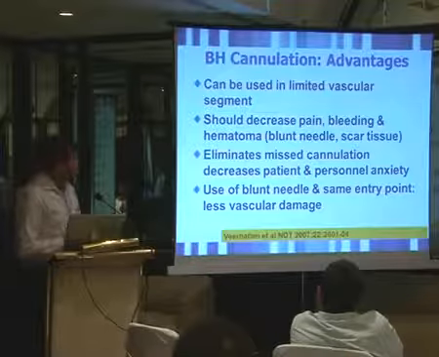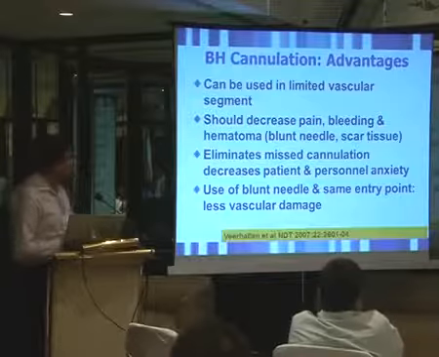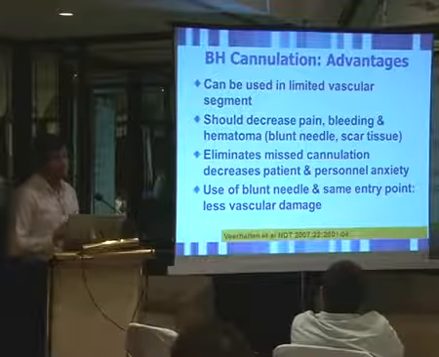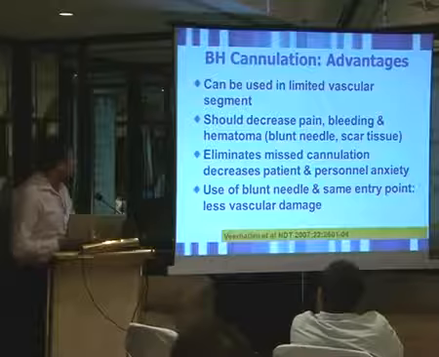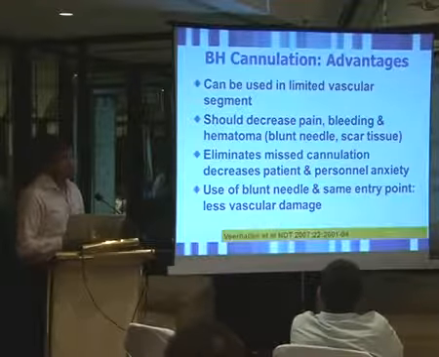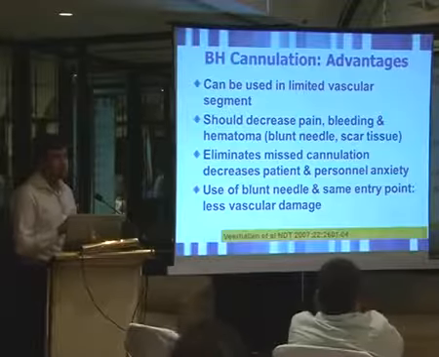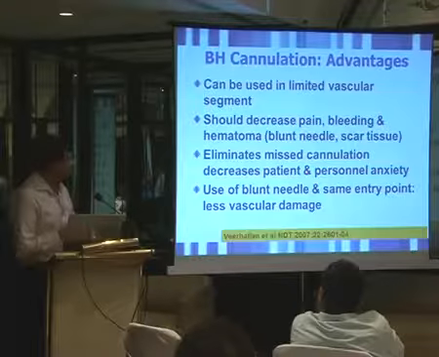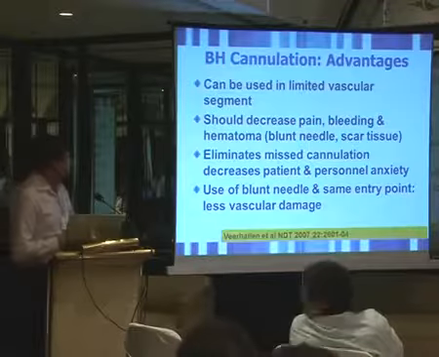So what can be the advantages? The most important advantages which we can see immediately is it can be used in persons who have a limited vascular segment, and this actually can be a good majority population in our dialysis unit right now. It should decrease the pain, bleeding and hematoma formation, because what you now have is a dense scarred tissue formed, which would have less number of nerve endings, which bleed much less. And you can also use the blunt needles, which can do away with these problems.